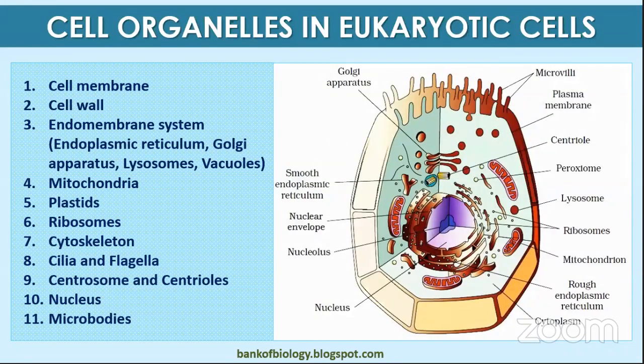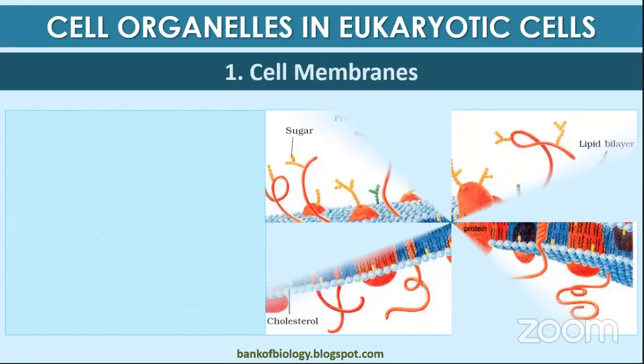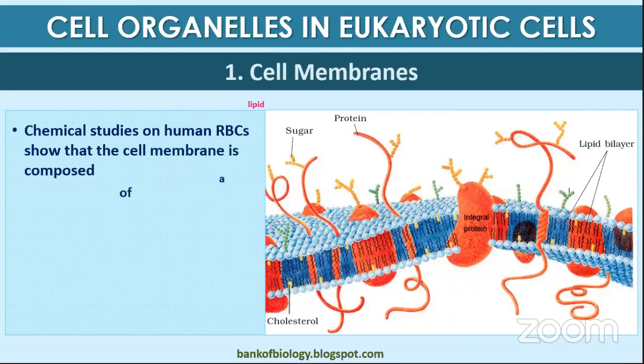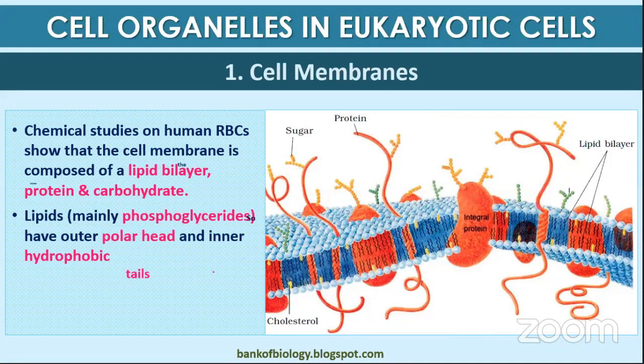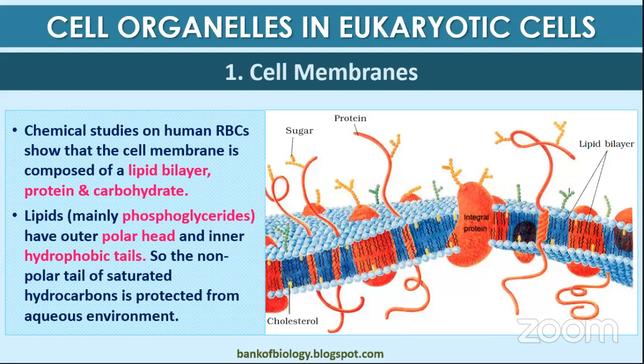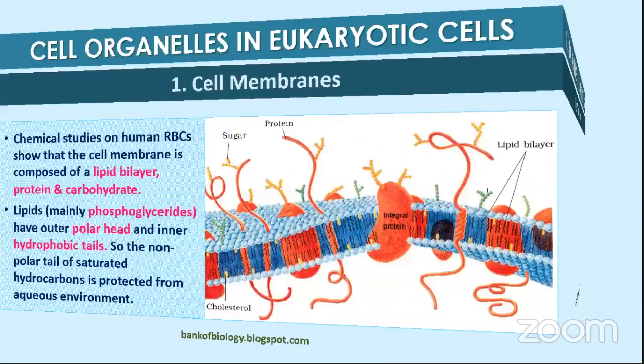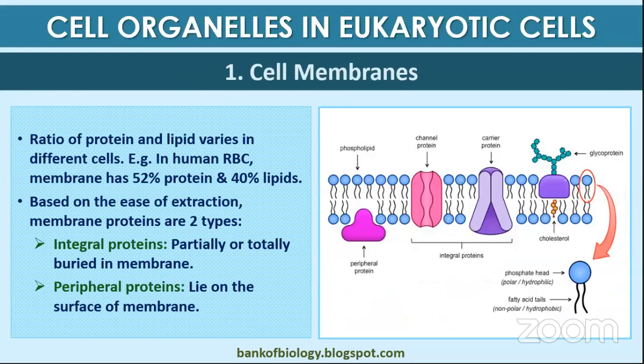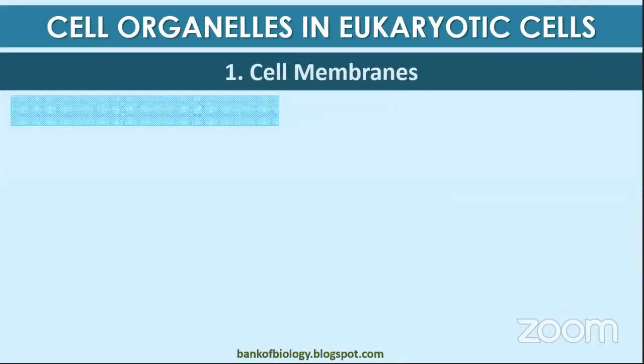Cell wall. So we'll start with the cell membrane. The cell membrane is made up of a phospholipid bilayer along with proteins and carbohydrates. The phospholipid has a phosphate head, which is a hydrophilic head, and a hydrophobic tail. The tails will face each other and the heads will project outwards. They have integral proteins and membrane proteins.